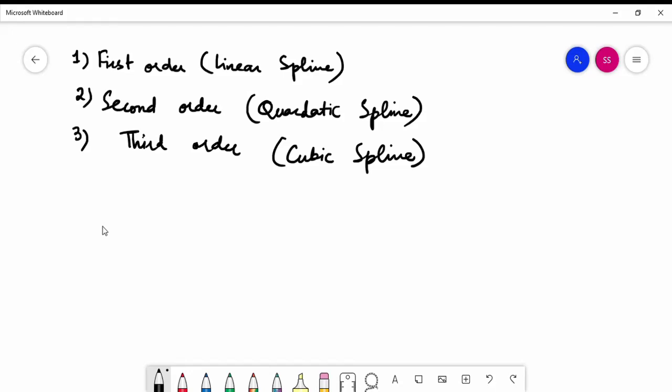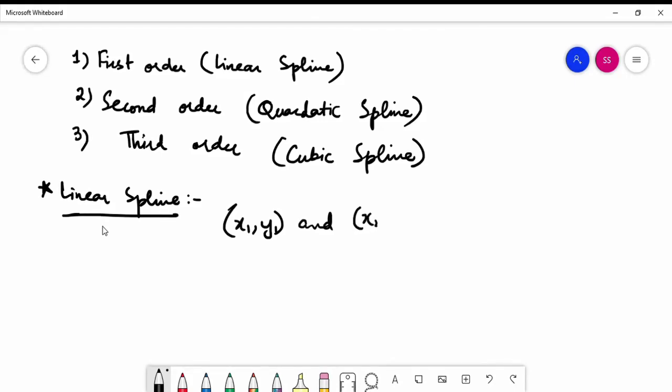A linear spline is simply a spline between 2 points for a set of data points like x1, y1 and x2, y2. As it is a linear spline, its general function should be a linear equation, that is yi of x is equal to ai into x plus bi. So this is the general linear spline.